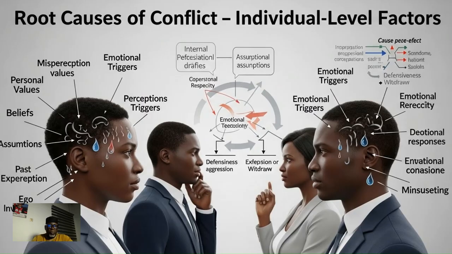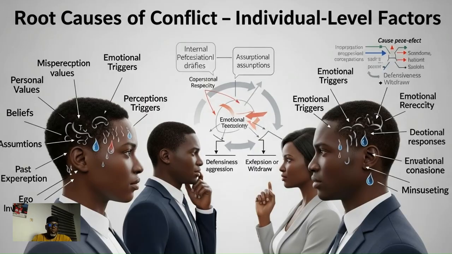Understanding the root causes of conflict is crucial for effective conflict management and resolution. Conflict often arises from the complex interplay of various factors, which can be broadly categorized into, 1. Resource scarcity. Competition for limited resources such as money, land, or time can lead to conflict. When individuals or groups perceive that their access to these resources is threatened, tensions can escalate.